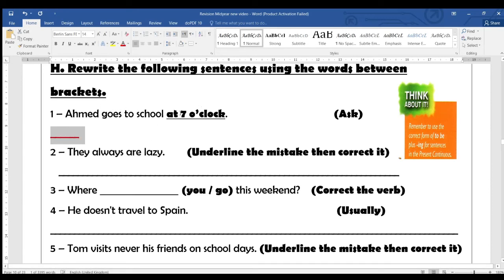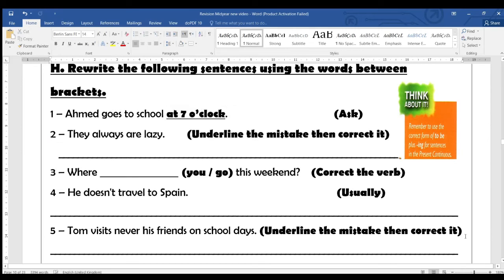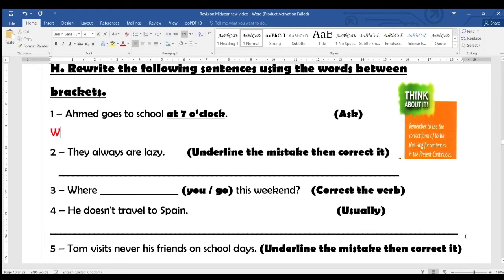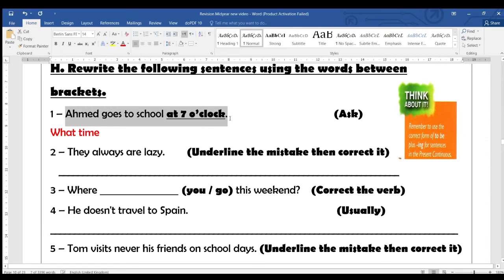If I need to know a specific time, what question word do I use? I'm going to use what time. Can I start the question with do or does? No, because this is not a yes or no question. It's a regular sentence without yes or no at the beginning, so I need to use a question word. The question word I chose is what time. And then I will continue normally.